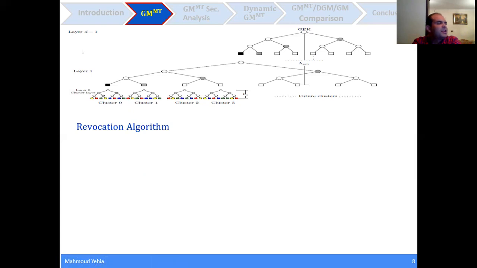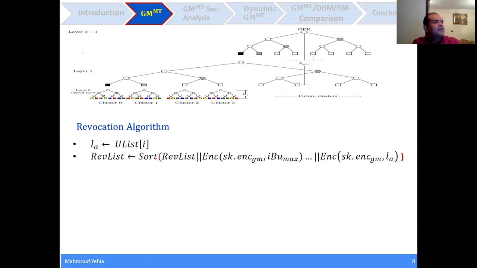For the revocation algorithm, the group manager retrieves the last assigned label LA for the members that it wants to revoke. Then the group manager generates all the encrypted labels assigned to the revoked member and adds these values to the revocation list, then performs sorting to update the revocation list.